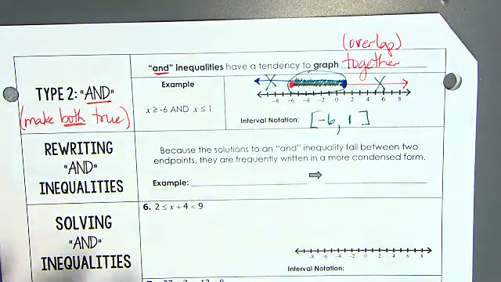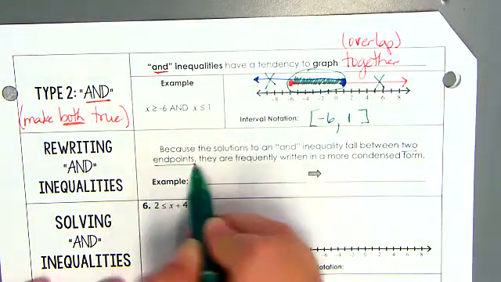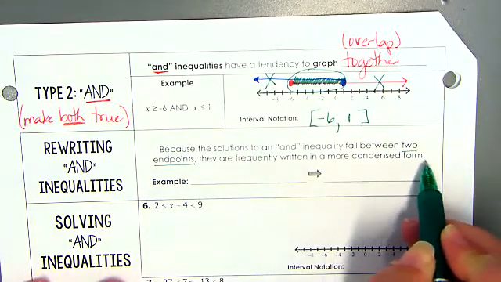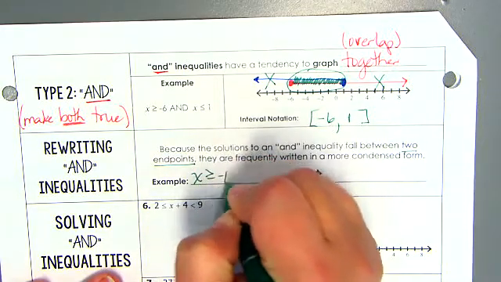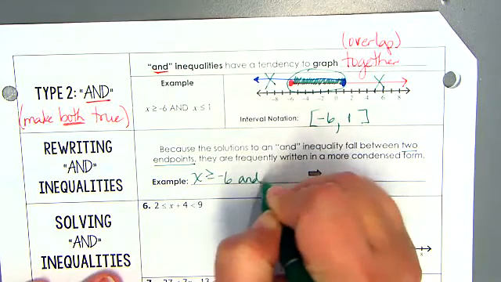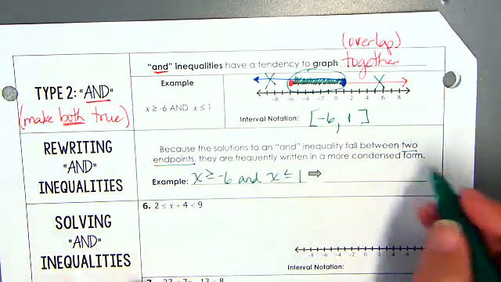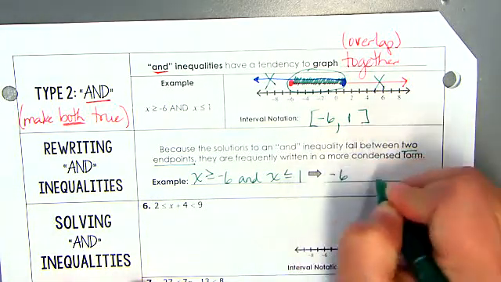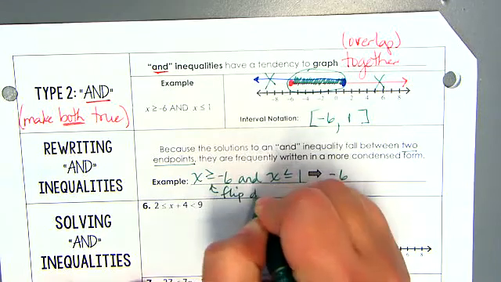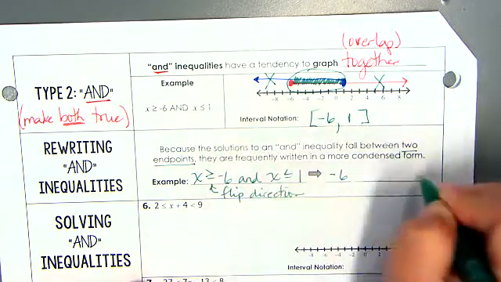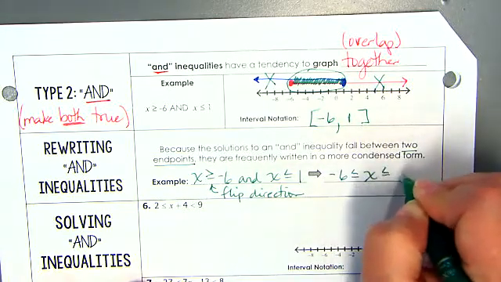Okay, continuing on. Because the solutions to an and inequality fall between two endpoints, they are frequently written in a more condensed form. So instead of saying x is greater than or equal to -6 and x is less than or equal to 1, you put the x in the middle. So I'm going to say -6 is, and you flip the inequality symbol, less than or equal to x, which is less than or equal to 1.